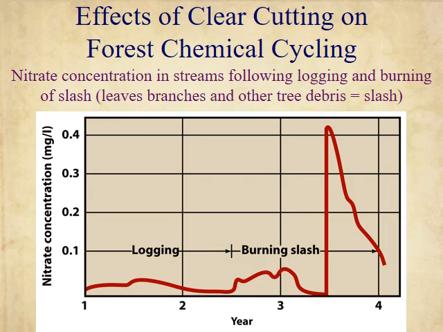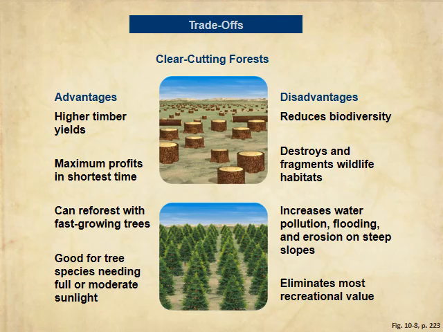So you can see here, what you have is the logging that happens. We call it slash and burn agriculture because whatever it is that's left over after you cut the trees, the roots, the branches, whatever it is that's there, you actually burn it. And then what happens is your nitrate concentration goes way up. And this is in a stream following logging and then burning. So your nitrate levels spike because of all that runoff, and eventually they will come down.